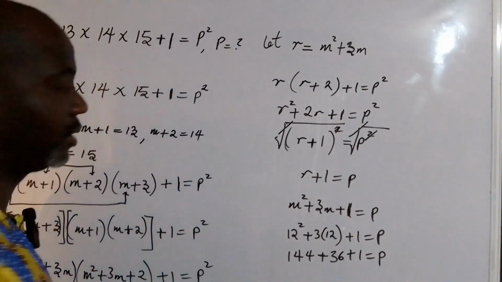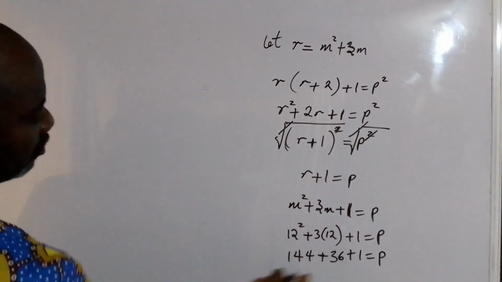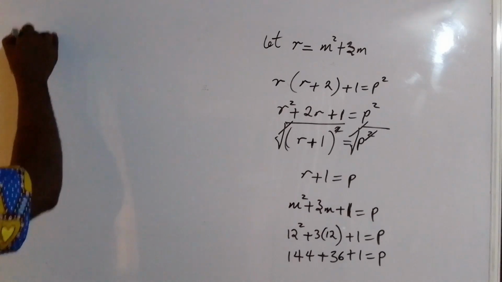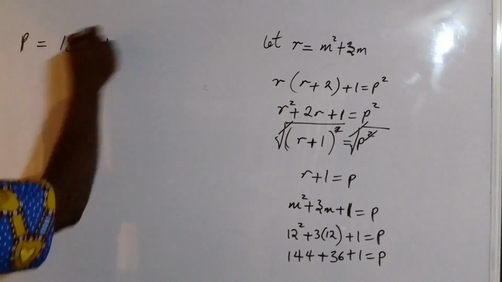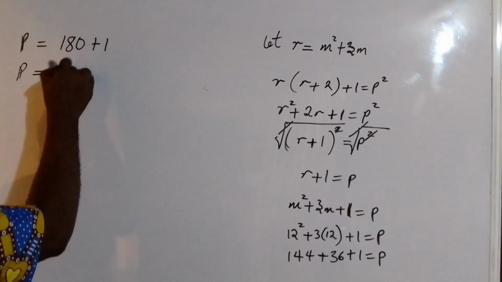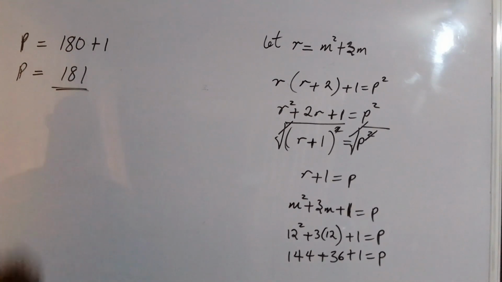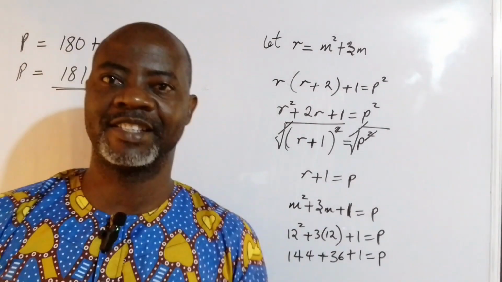So what that means is that p, this is 180 plus 1. So p will give us 180 plus 1. That means that p equals 181. So that is it, guys.